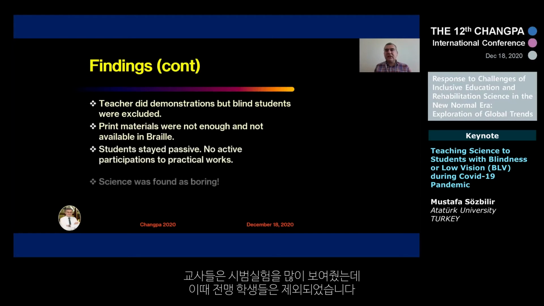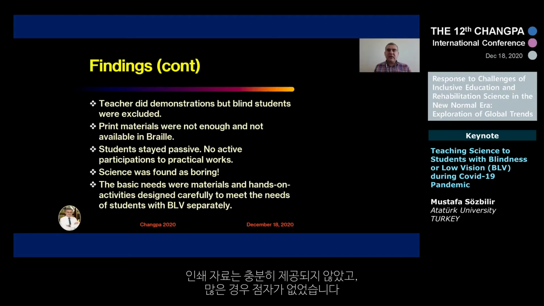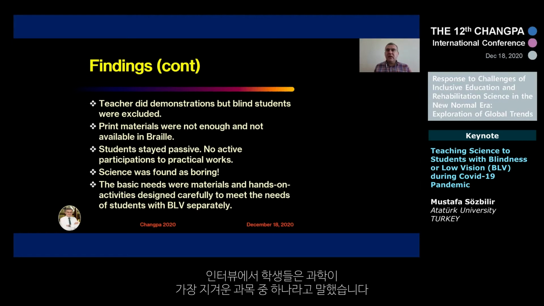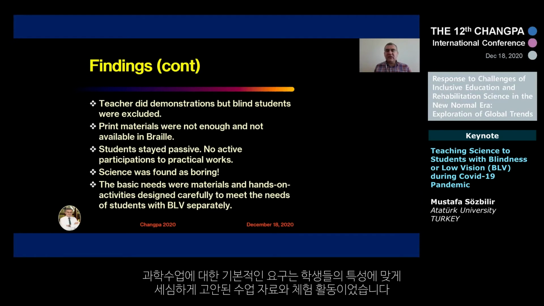Teachers basically did just a demonstration in many cases in the classroom, but the blind students were excluded. They could not be included. Print materials were not enough and were not available in Braille in many cases. Students mostly were passive, with no active participation in practical work to develop practical skills. And when we interviewed them, they said science is one of the most boring subjects. We don't like science because we cannot participate in it. And also the basic needs were materials and hands-on activities designed carefully to meet their particular needs.